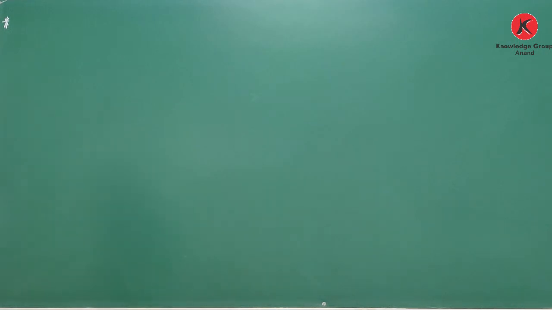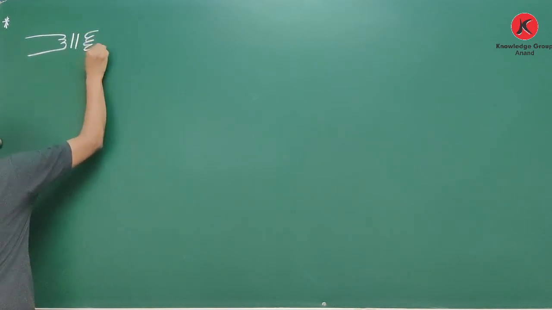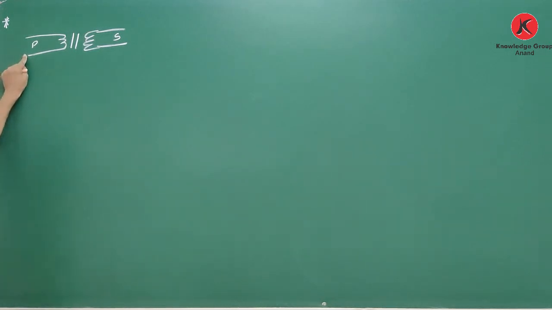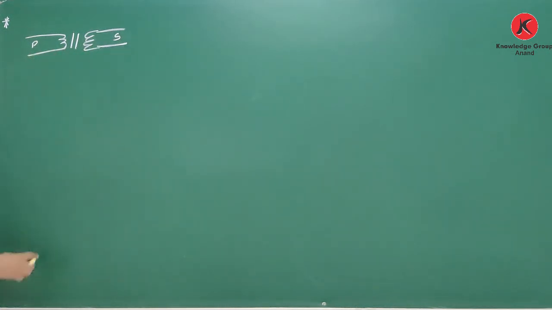Okay, now equations for transformer. See, it is primary coil and it is secondary coil. Okay, yes, we know working. When current is passed from primary coil, EMF is induced between two ends of secondary coil.